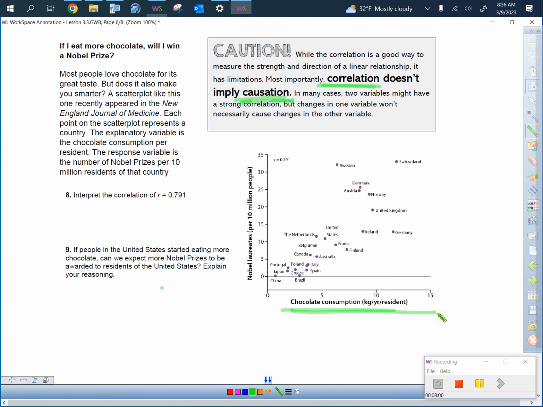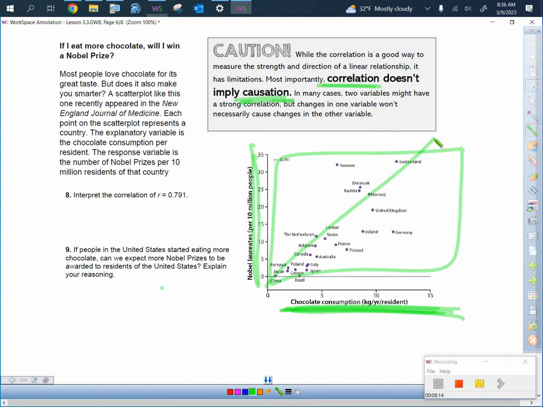They measured how much chocolate per year the residents in these countries eat versus how many Nobel Prizes that country has won. If you just look at the dots, would you say that is a pretty moderately strong correlation? They even tell you it's 0.791. That's almost strong. Strong is 0.8 or above. This is almost strong. So do you think that just because the correlation is strong, that means chocolate would cause high intelligence? Does correlation mean that it's going to cause things?